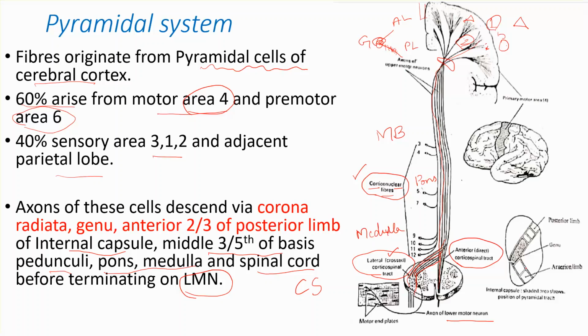Okay, so this is the section at the internal capsule. We can see the position of the pyramidal fibers at the genu and the anterior two-thirds of the posterior limb.